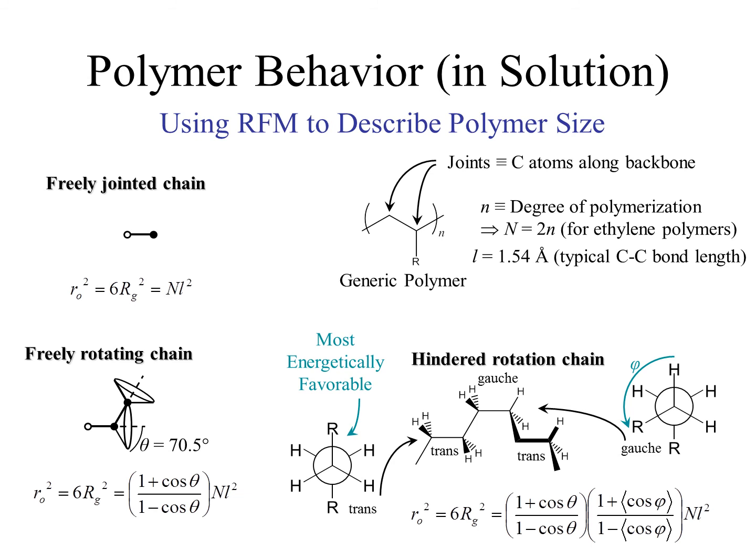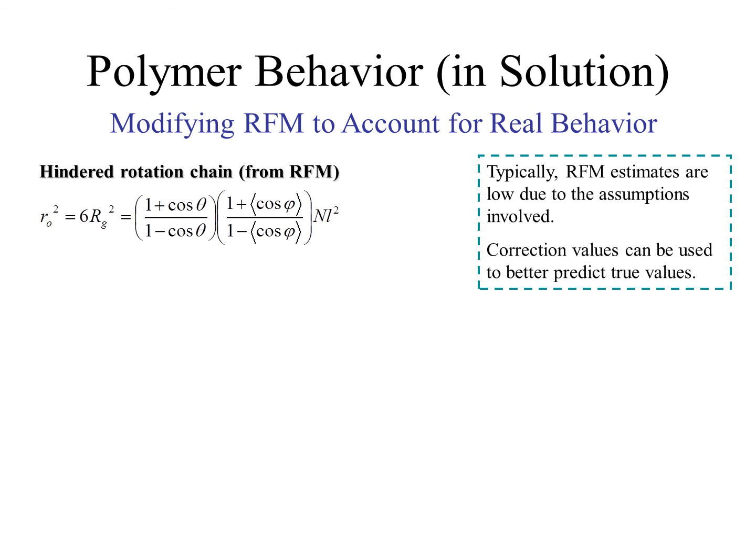This more complex version of the random flight model is referred to as the hindered rotation version, but it ends up being utilized in a more empirical form. Since most calculations for the hindered rotation chain equation would be tedious and probably still not large enough, the equation is simplified and semi-empiricalized. The two terms in parentheses are reduced to a single variable, shown here as C infinity. The single variable is called the characteristic ratio.